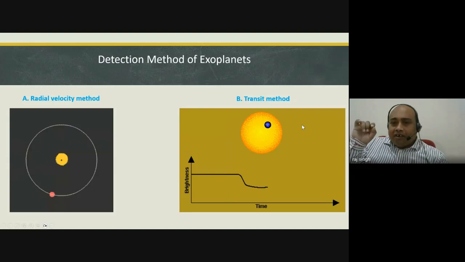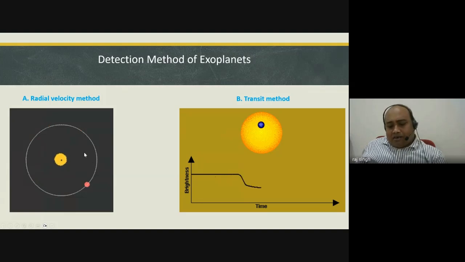If it is in the angle of view of your telescope, you can observe the dimming of light. From this you can determine that there are many other methods, but these are two very popular methods to find out the exoplanet. So we can determine the mass and the other parameters.